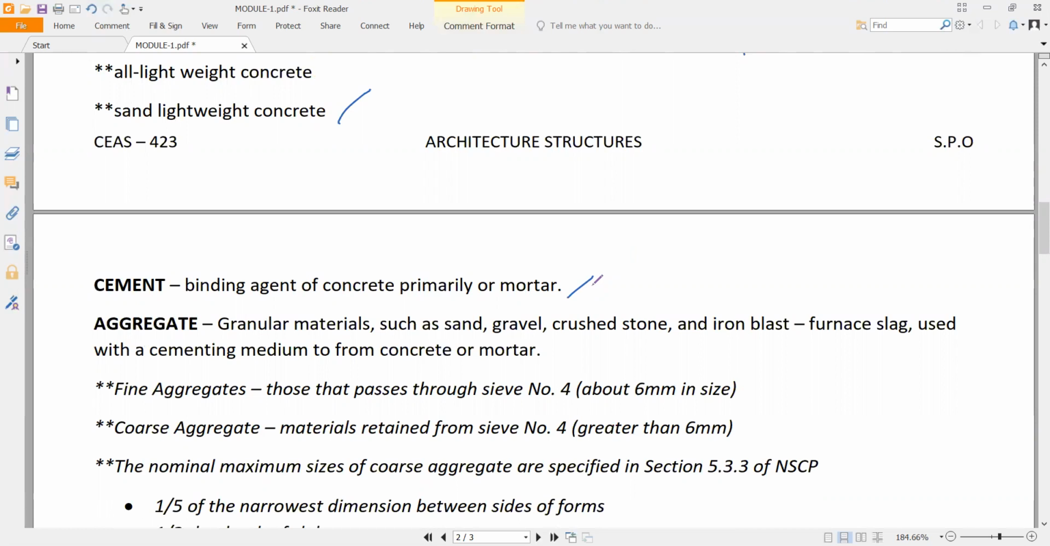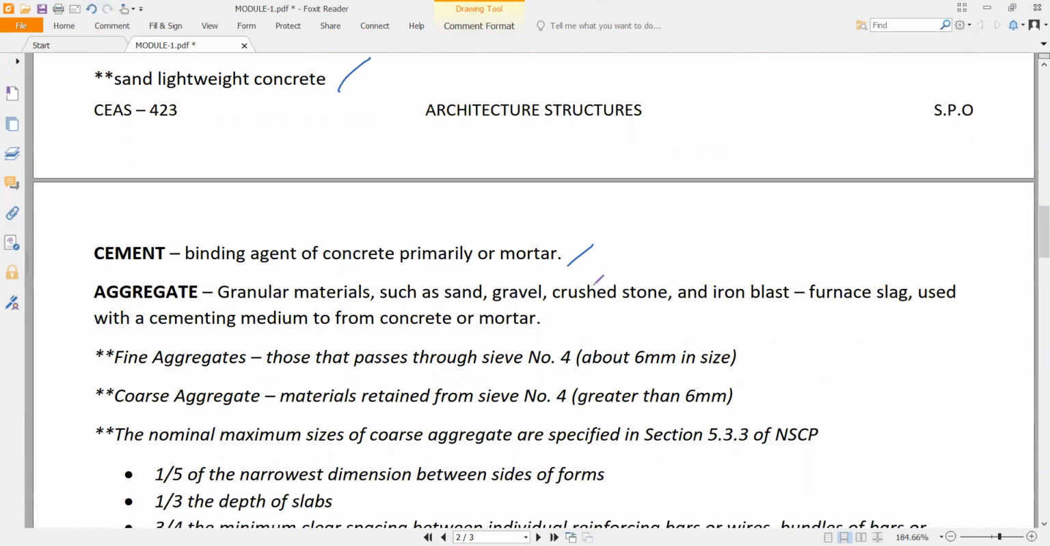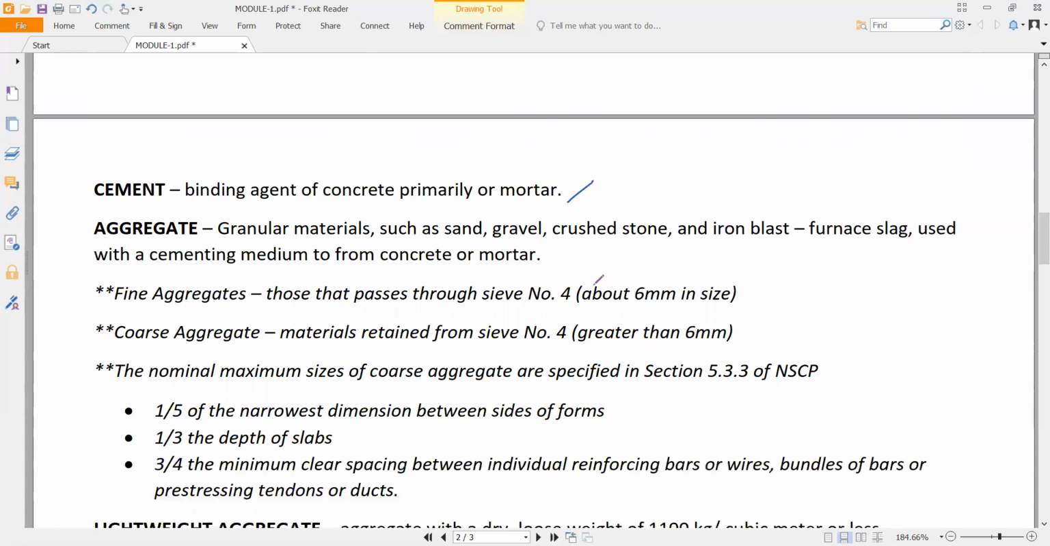So sa aggregates, these are granular materials, can be a sand, a gravel, or crushed stone, and iron blast furnace for slab, used with cementing medium or concrete from concrete or mortar. So yung mga fine aggregates natin, this is our sand. Kung alam niyo yung sieve, ito yung ginagamit sa soil analysis, about 6 millimeter in size. Kapag nag-pass through dun siya sa sieve number 4, fine yun, sand yun. Pagka hindi siya lumusot, that is already gravel. Okay?